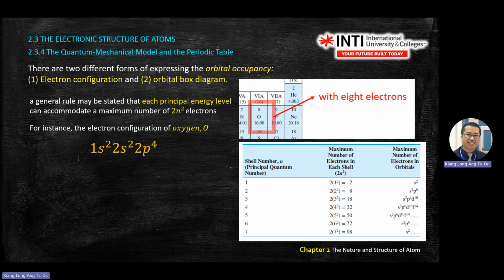So for the first orbit, you only have 2 parking spaces. But if you go to the second highway, you will see the s lane and 3 p lanes. So you go here, 2p4. Each one can park 2 cars.